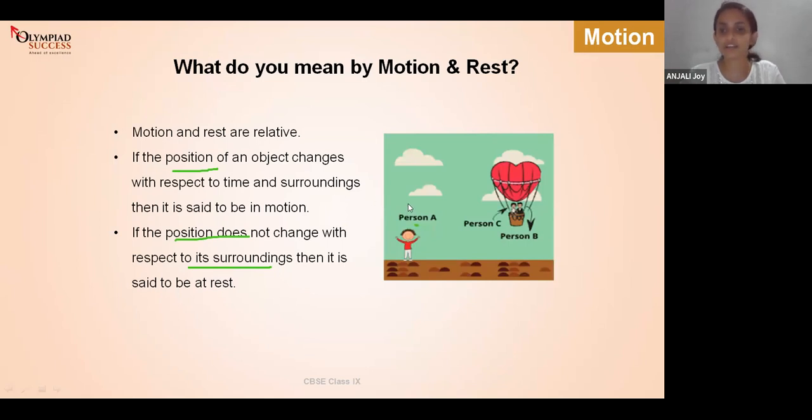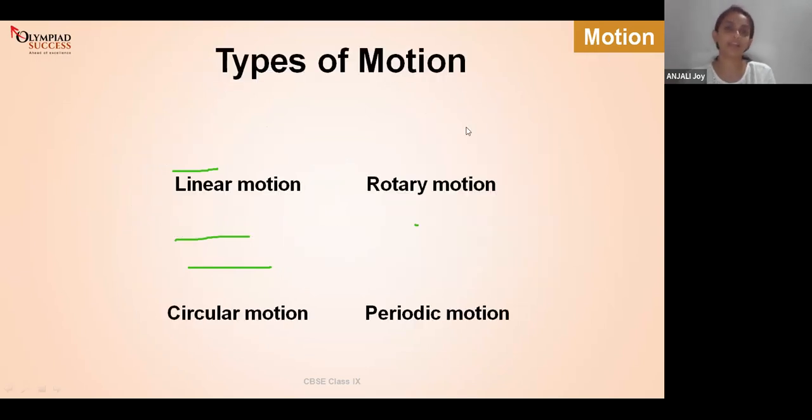Is it clear up to here, everyone? You understand what is the basic idea behind motion and rest? Okay, good. So let's move on to the next slide. So types of motion. What do you see over here? What are the types of motion? Can you see the types of motion, everyone?